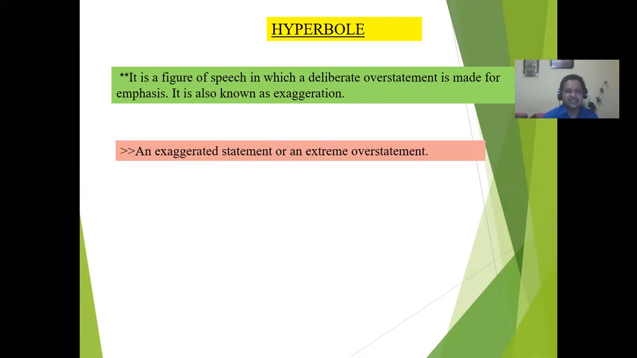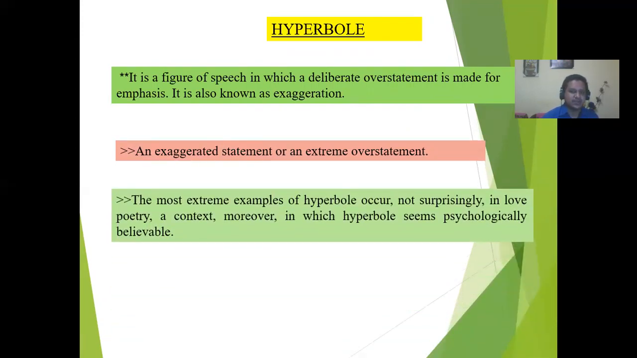So in hyperbole, an exaggerated statement is made, an extreme overstatement, to highlight something passionately, to give emphasis. The most extreme examples of hyperbole occur, not surprisingly, in love poetry. Hyperbole occurs mostly in love poetry, a context in which hyperbole seems psychologically believable. The lover actually believes the expression of hyperbole.